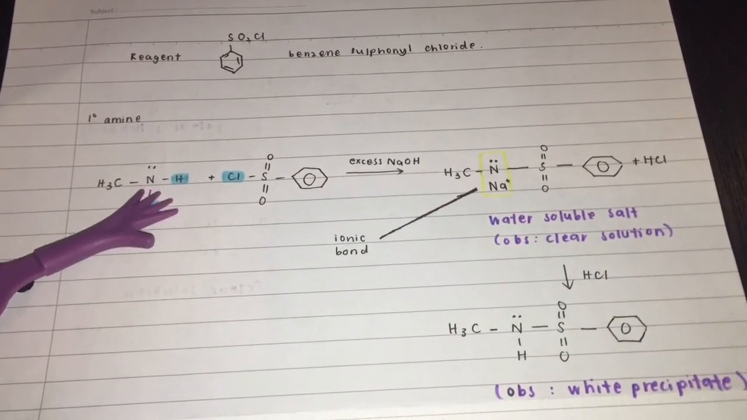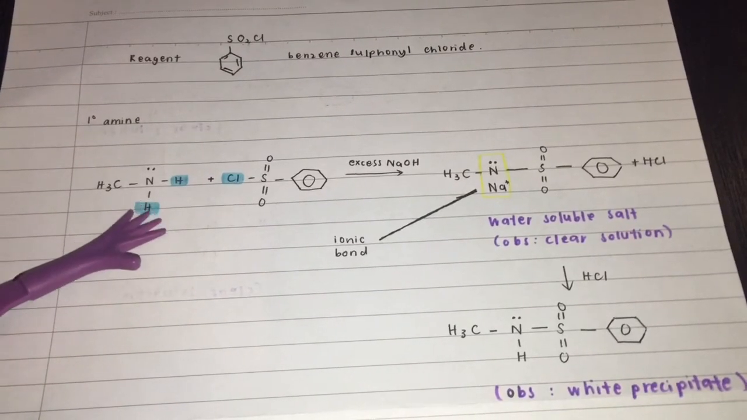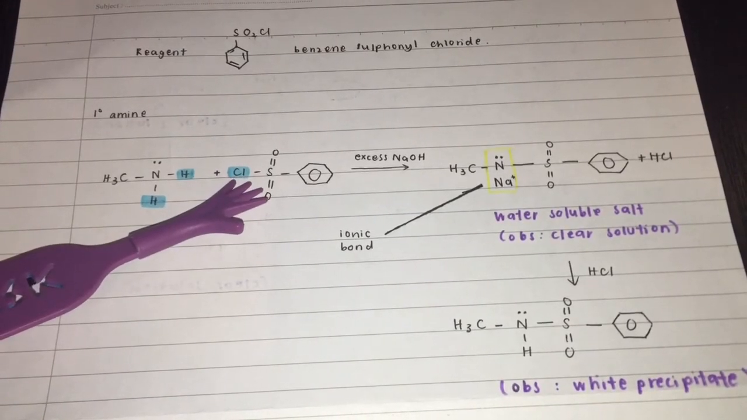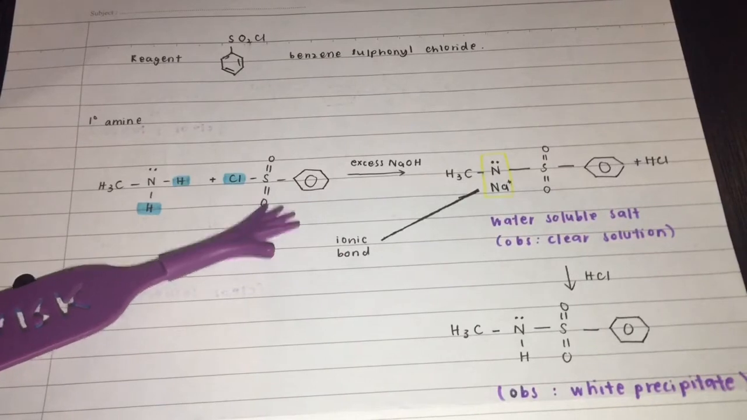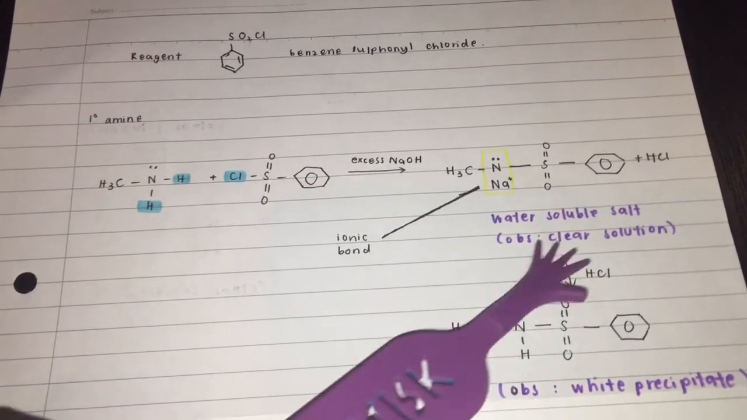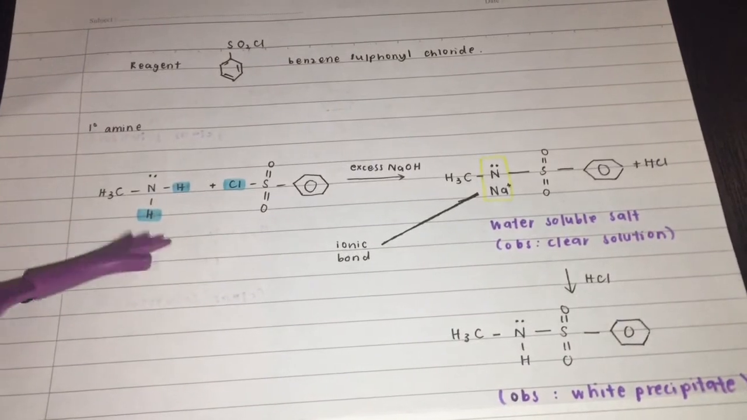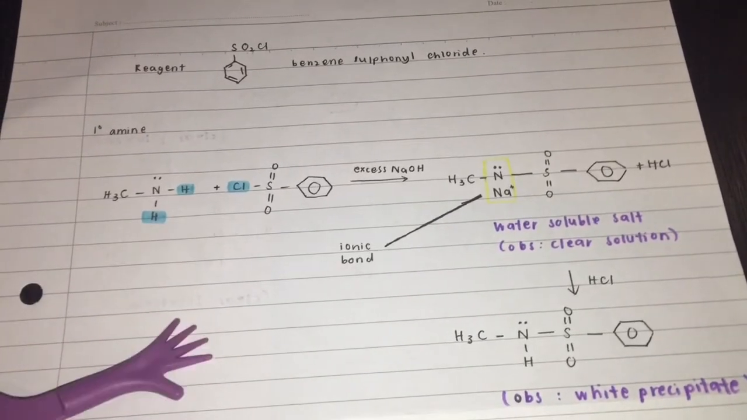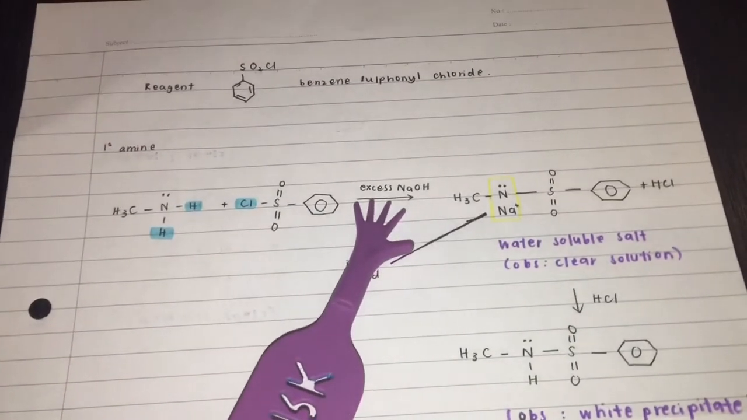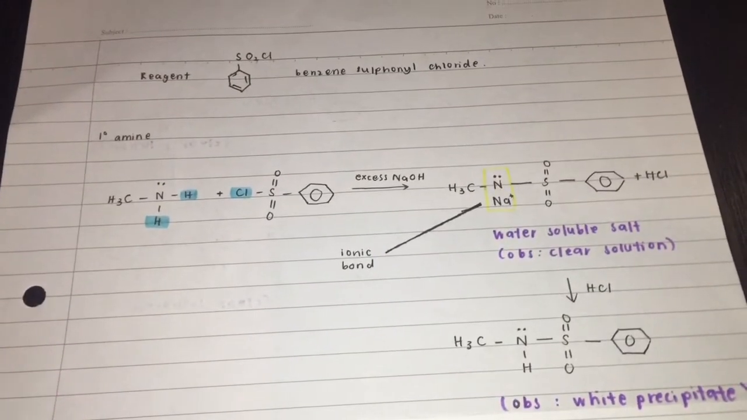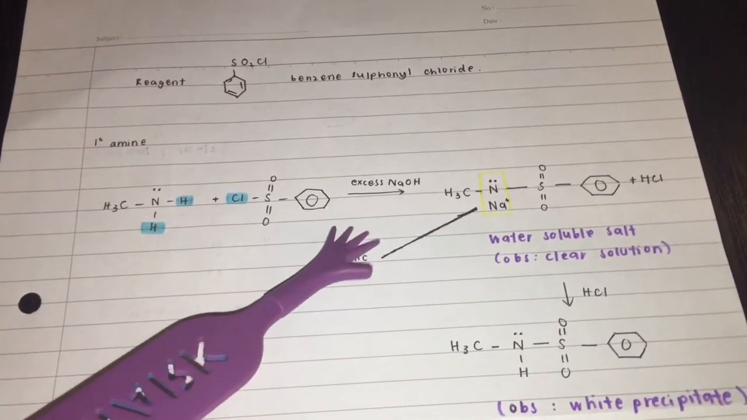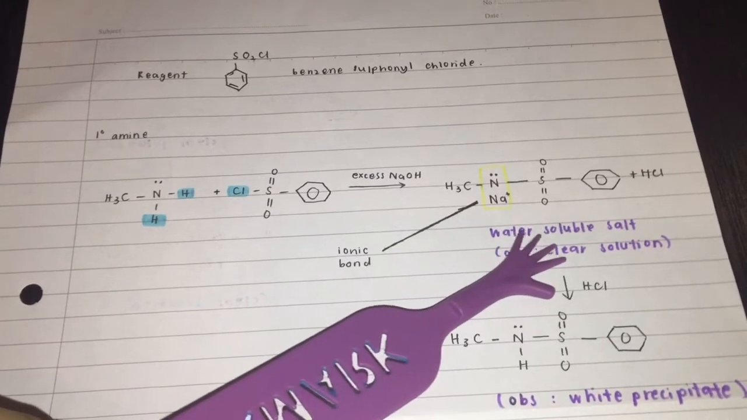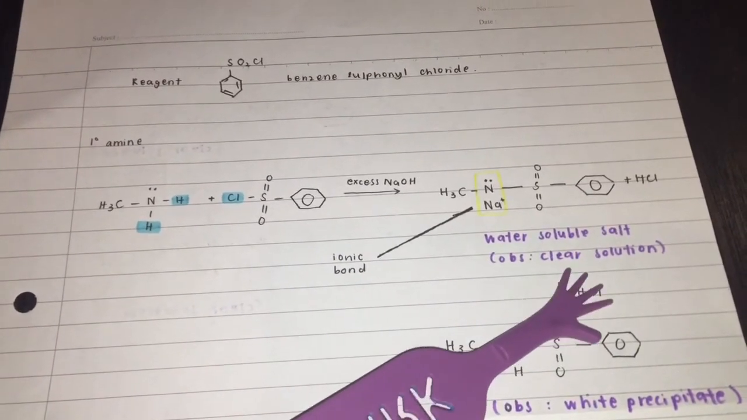In the primary amine, we can see there are two hydrogen atoms, right? The first one will react with the chloride from this benzene sulfonyl chloride to form the hydrochloric acid over here. Another hydrogen over here, which is acidic because it is attached to the nitrogen, will react with the excess sodium hydroxide. When it reacts with the sodium hydroxide, it will form the ionic bond, as you can see here. The product is a water-soluble salt, and we can observe it as a clear solution.